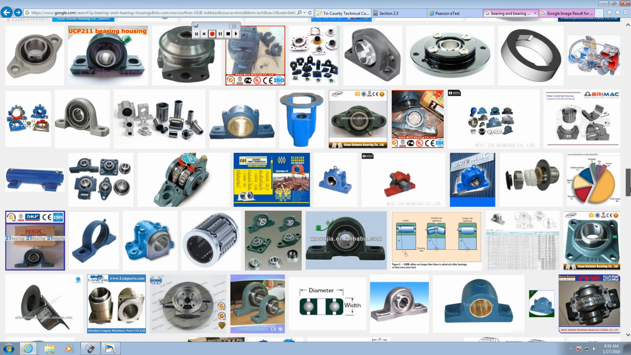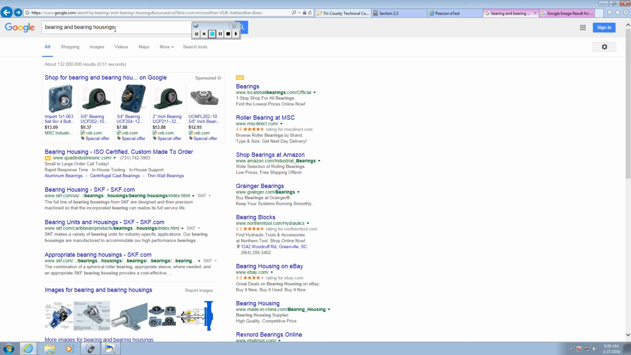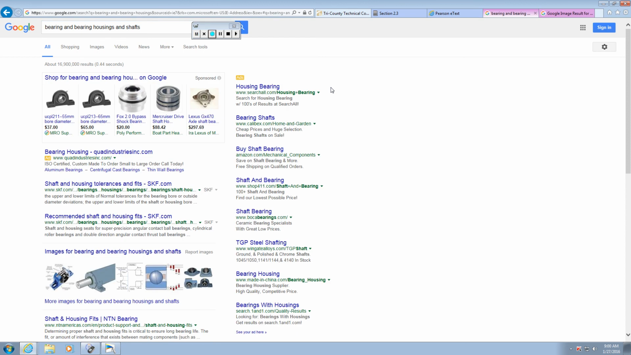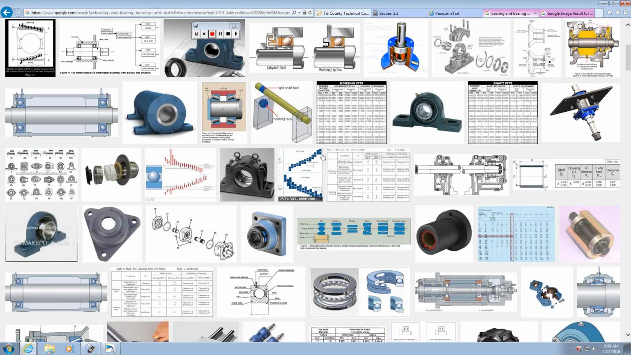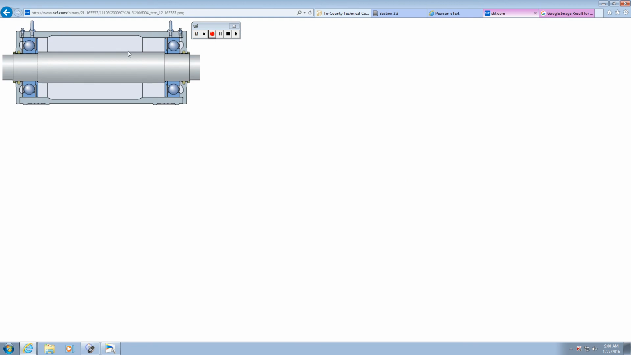Here's another bearing housing, right there. All right, now the shaft goes through here. I'm gonna try one more thing, and then I'll shut up. I'm gonna try bearing housing and shaft. Oh, this. All right, y'all with me?